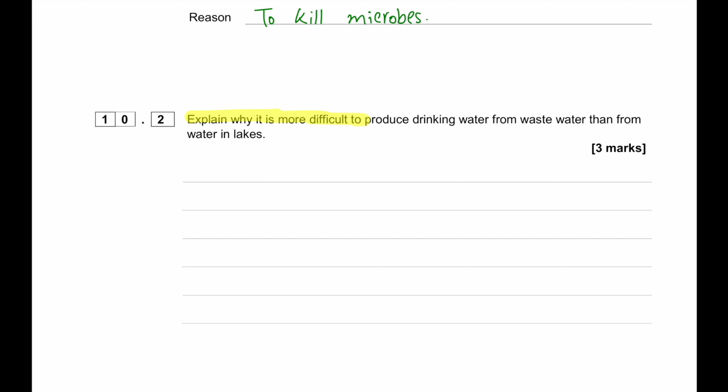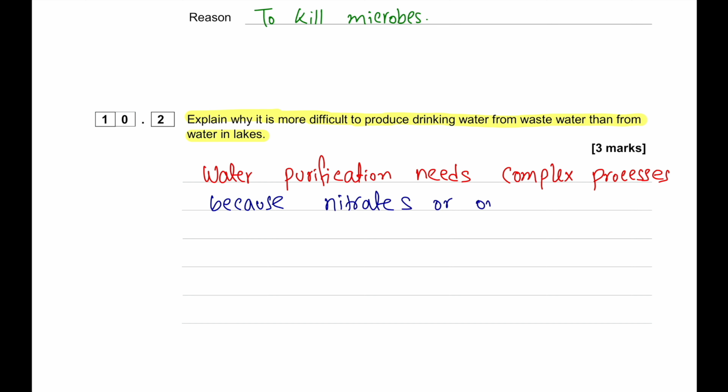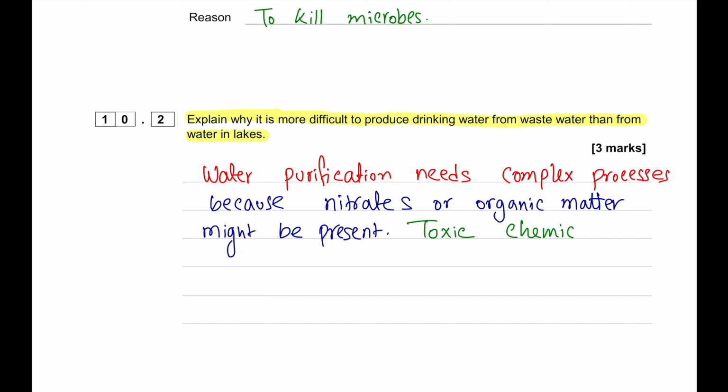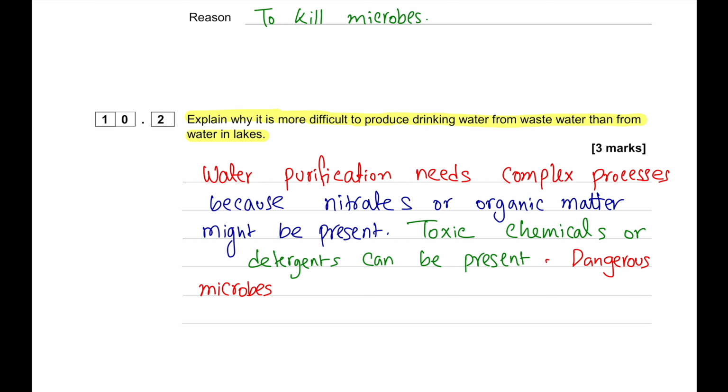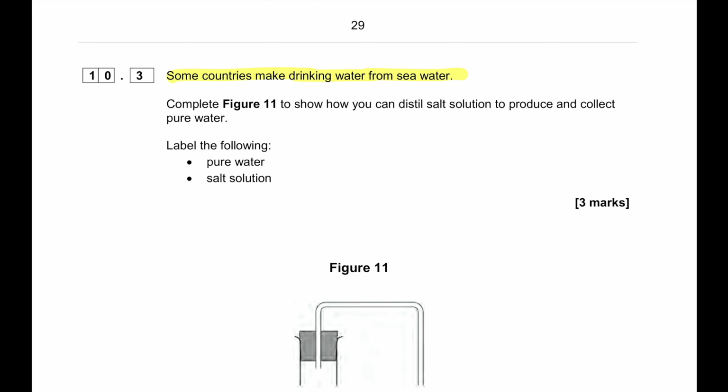Explain why it is more difficult to produce drinking water from wastewater than from water in lakes. Wastewater needs more different processes because it contains many things, for example organic matter, microbes, toxic chemicals, or detergent that can get mixed in.